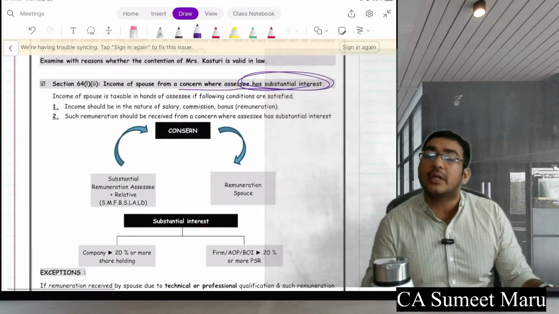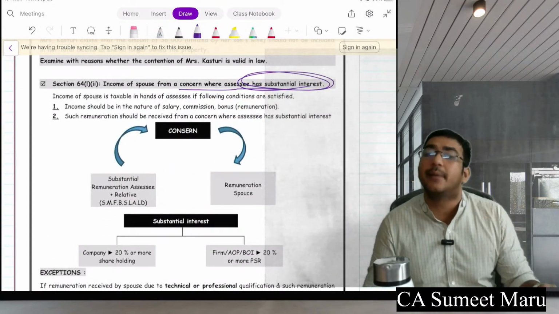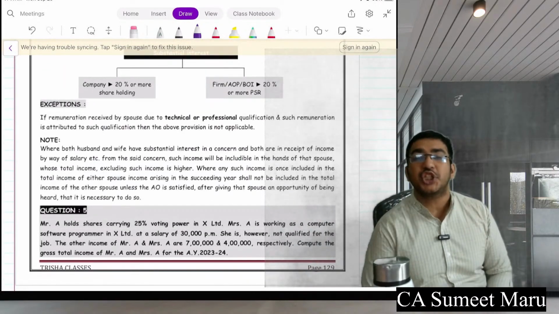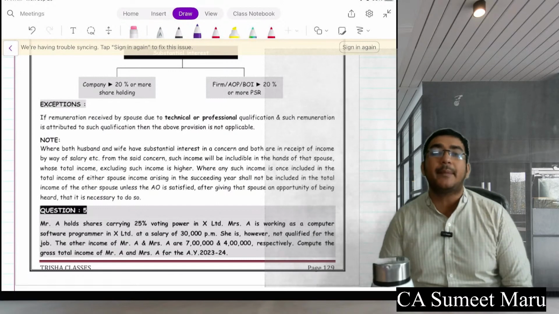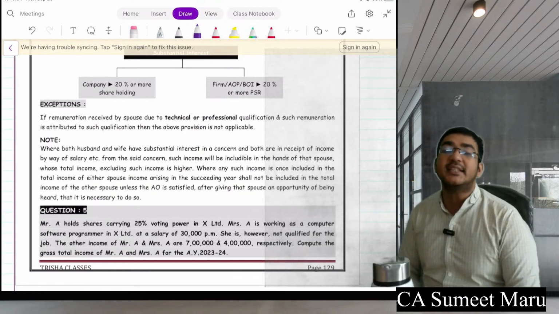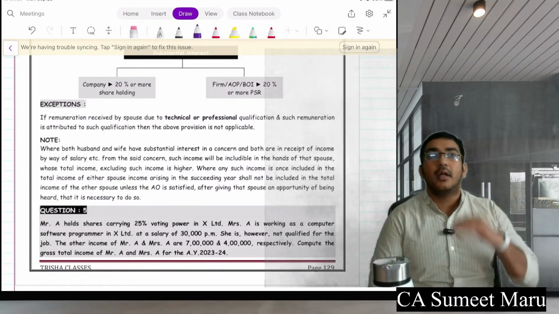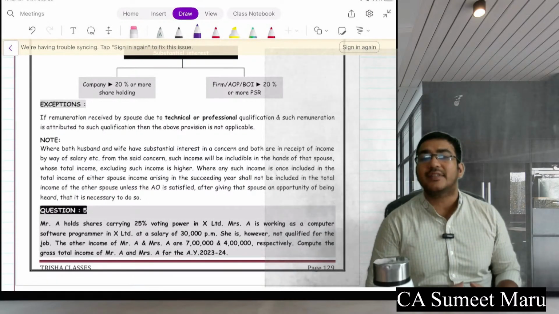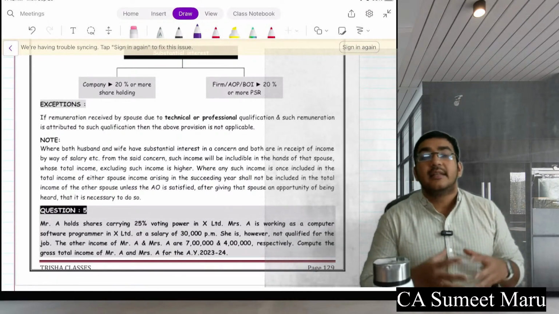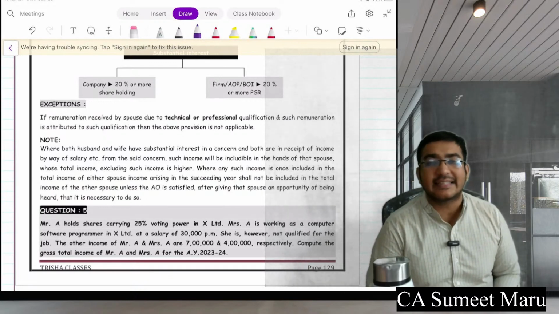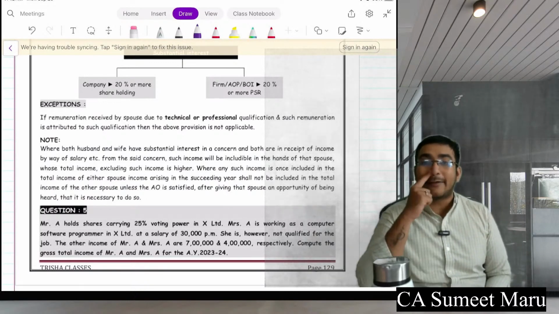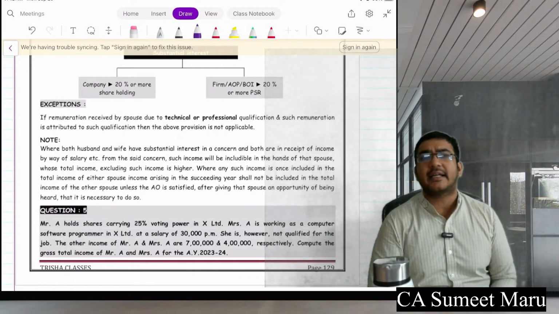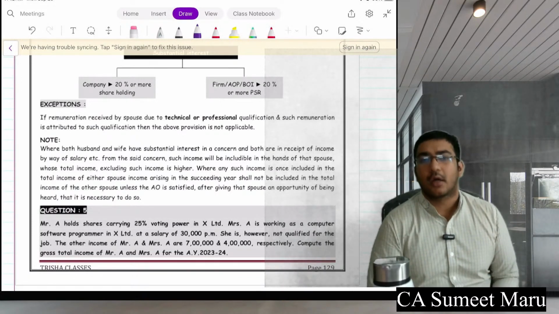Further, if you do not transfer the asset but only transfer the income, still the clubbing of income provision would be applicable. Also, if you have a substantial interest in any company or partnership firm and it pays a salary to your spouse, which is not in consideration of their technical and professional knowledge, because the spouse does not have that knowledge, and still they are getting a salary, this will be clubbed in the hands of the person who has the substantial interest.